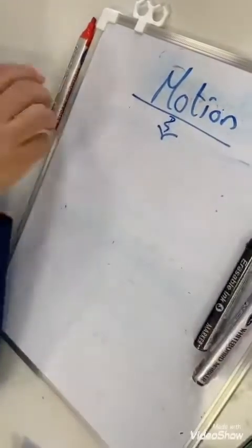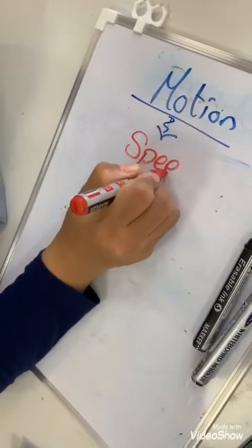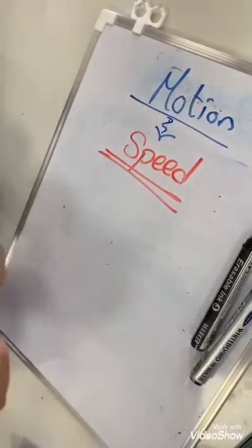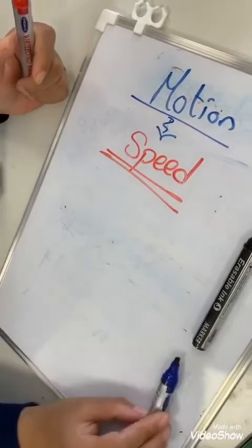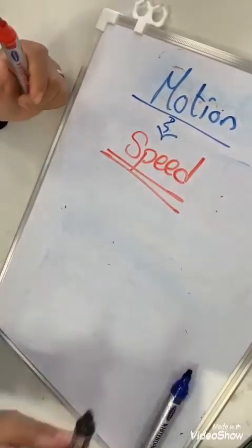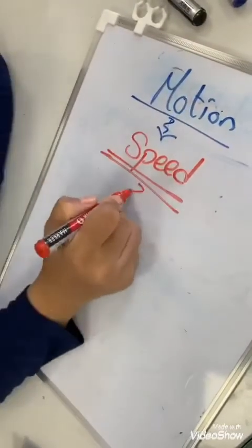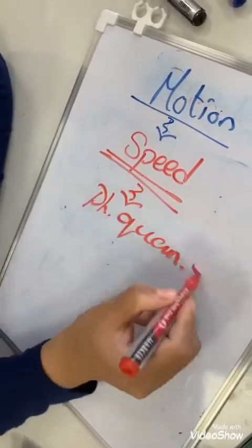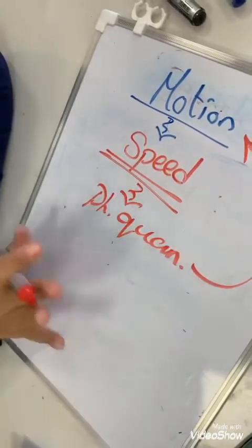So I need another term, a new term, which is called a physical quantity. It's called speed. I want to compare between these markers to say that this marker was faster than this marker, or this marker is slower than this marker. So speed is a physical quantity used to describe the word motion and compare between moving objects.